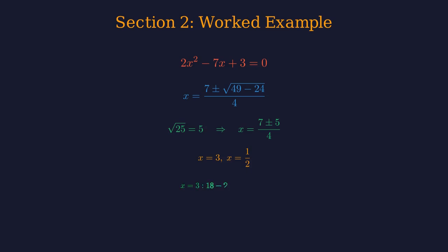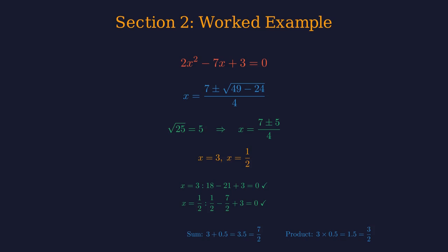Substitute back for x equals 3: 2 times 9 minus 7 times 3 plus 3 equals 18 minus 21 plus 3 equals 0. So it checks. For x equals a half, it also checks. The sum should be 7 over 2, which is 3.5. Our roots 3 and 0.5 add to 3.5. The product should be 3 over 2, which is 1.5. Both match. Good sanity check.